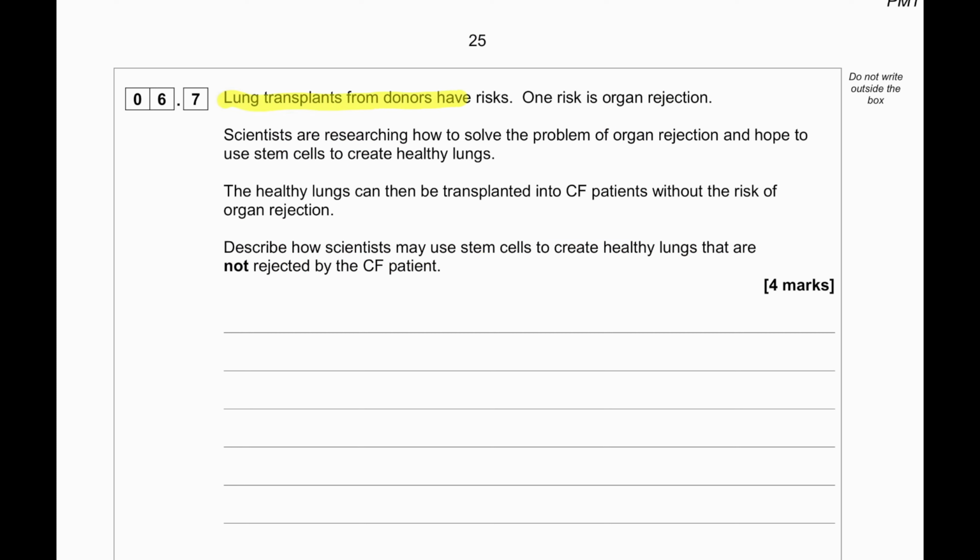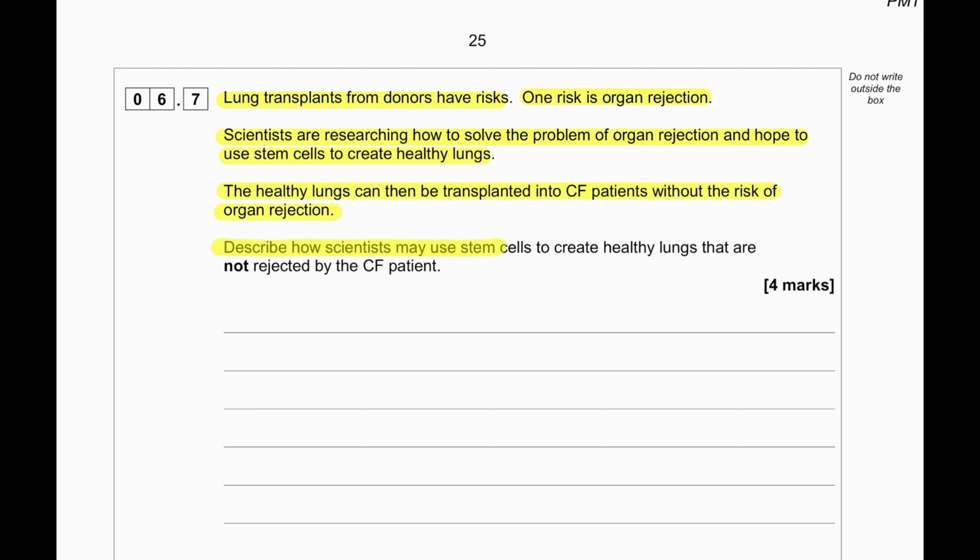Lung transplants from donors have risks. One risk is organ rejection. Scientists are researching how to solve the problem of organ rejection and hope to use stem cells to create healthy lungs. The healthy lungs can then be transplanted into cystic fibrosis patients without the risk of organ rejection.